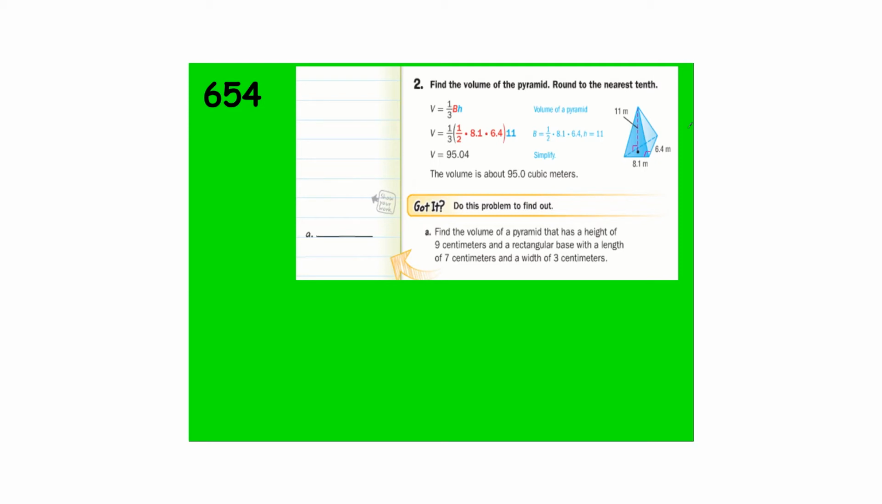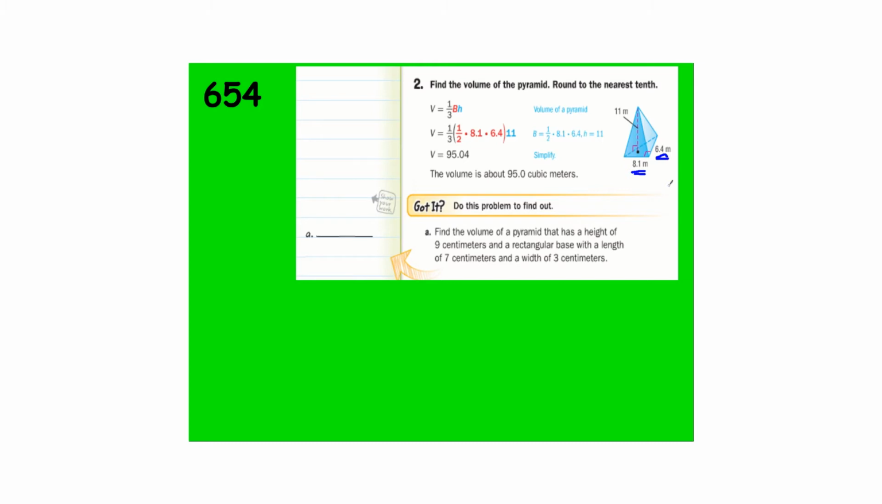So if you don't have your calculators ready, you might want to get them ready for this lesson. Find the volume of this pyramid, round to the nearest tenth. Area of the base. Okay, tricky on this one. The base is what shape? A triangle. So you find the area of this triangle. It's 8.1 times 6.4 divided by 2 because it's a triangle. 8.1 times 6.4 divided by 2 is 25.92. I'm doing it with you.